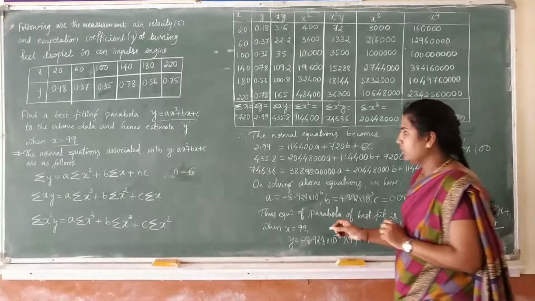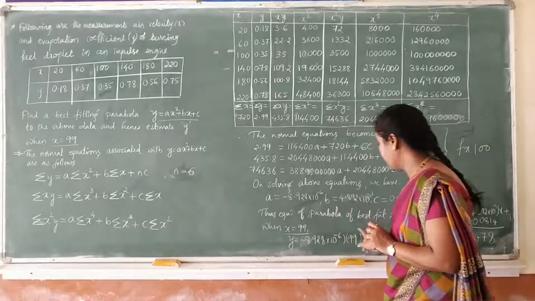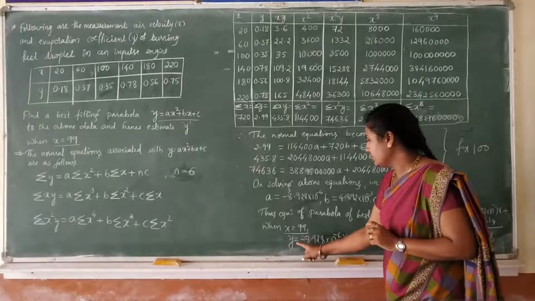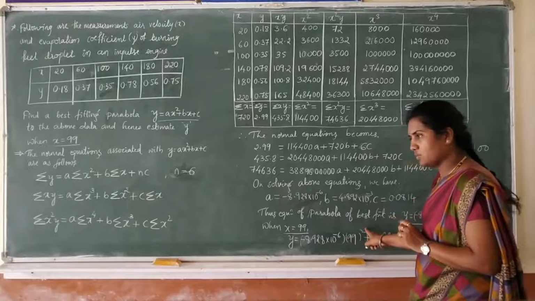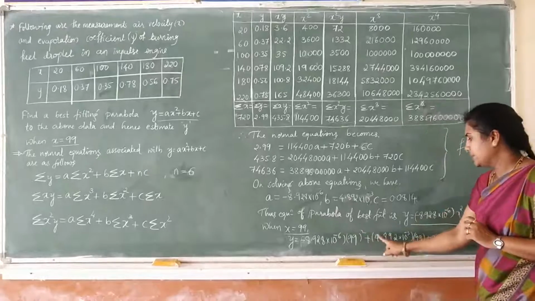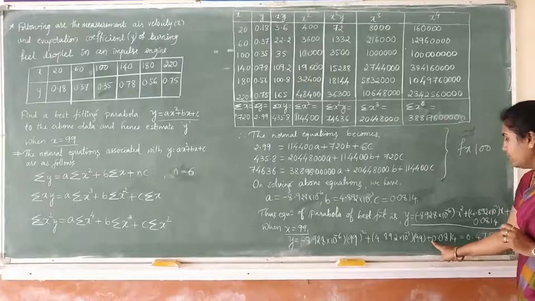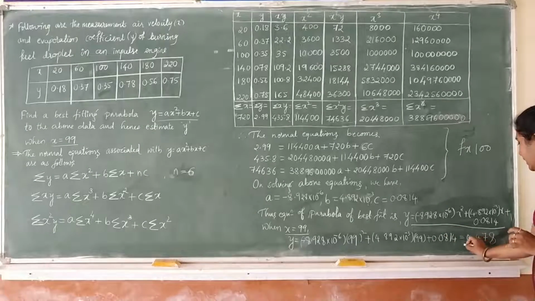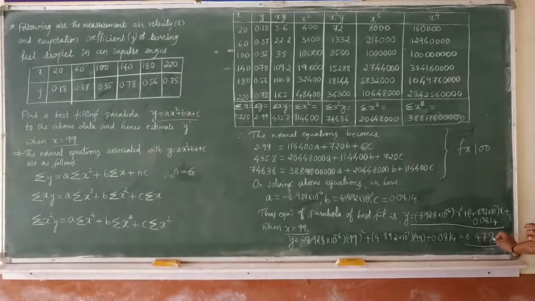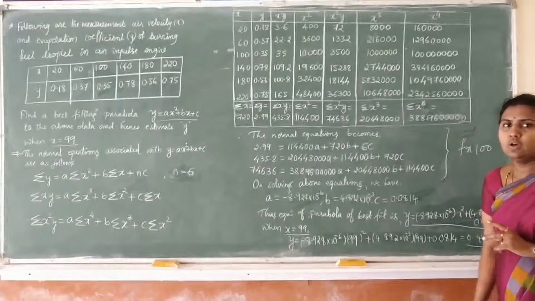Next, we need to find the value of y when x equals 99. Substitute the value of 99 here. That is, y is equal to minus 8.928 into 10 raised to minus 6 into 99 square, plus 4.892 into 10 raised to minus 3 into 99, plus 0.0814. Substitute and simplify. Here we are getting the value of y, 0.478 when x equals 99.